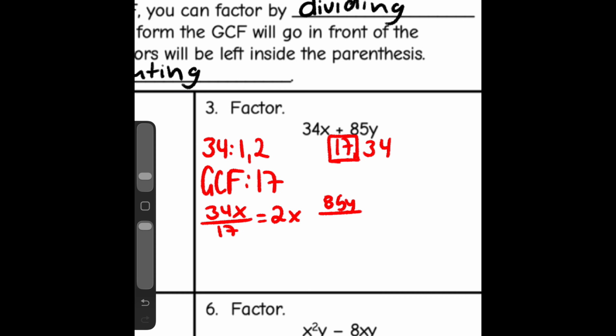85y divided by 34, not 34, 17, sorry. 17 equals 5y. Now we're going to set it up. We're going to put 17 up front, and then we'll have 2x plus 5y.